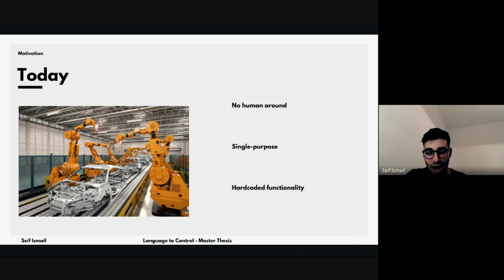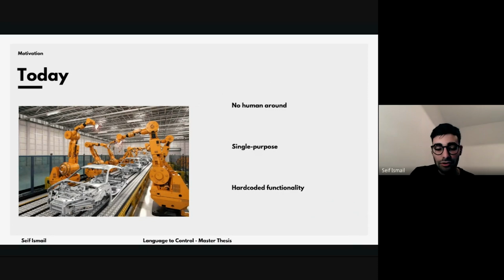So this is pretty much how robotics looks today. It's looked like this for about, I don't know, 68 years. As you can see, there is really no human around. Robots today are not designed to interact with the human. As a matter of fact, usually there are barriers to separate humans from robots. And they are single purpose. They do one thing. They do it very well. So I'm not claiming that should be changed, but they are designed with just one purpose.